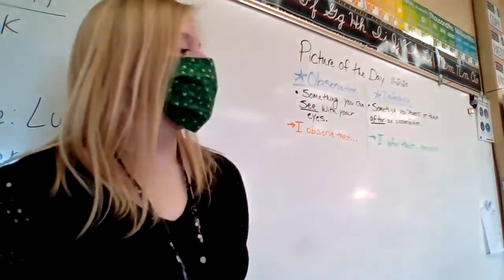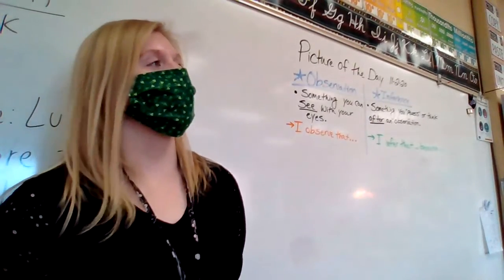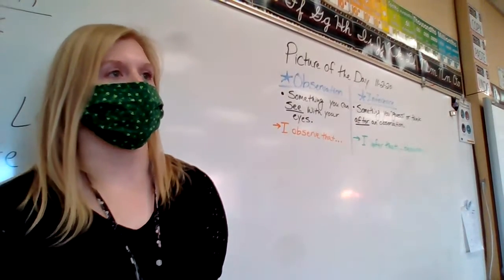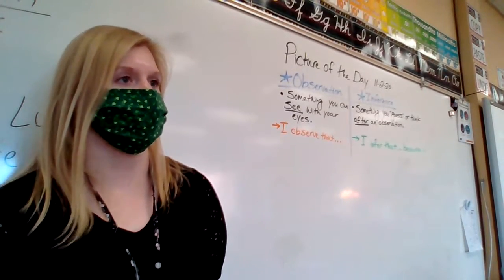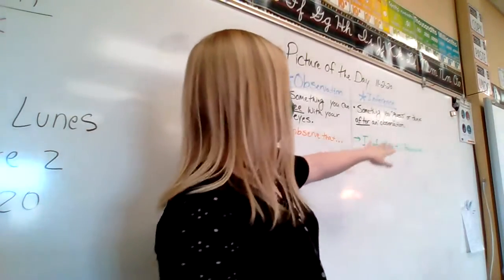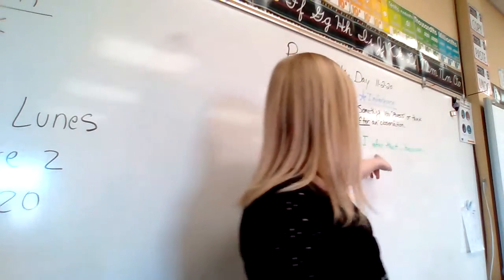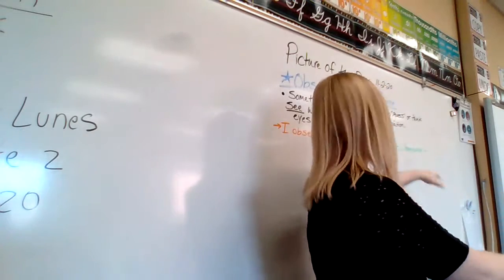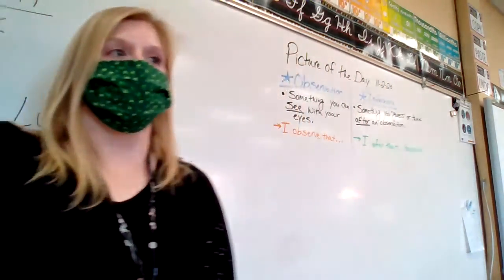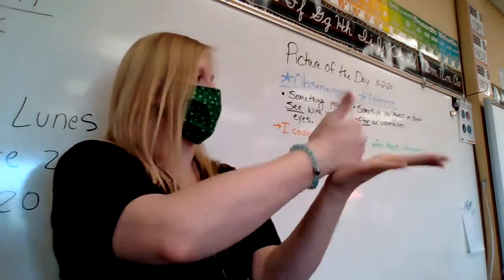So what I'd like you to do, look around our room or look outside. Stay in your seats, but look around the room, look outside. I want you to come up with one observation and one inference. Remember, when we say an observation, we say, I observe that. When we say an inference, we say, I infer that, and then we say what we infer because, and then you explain why. Put a thumbs up on your desk when you have one of each.